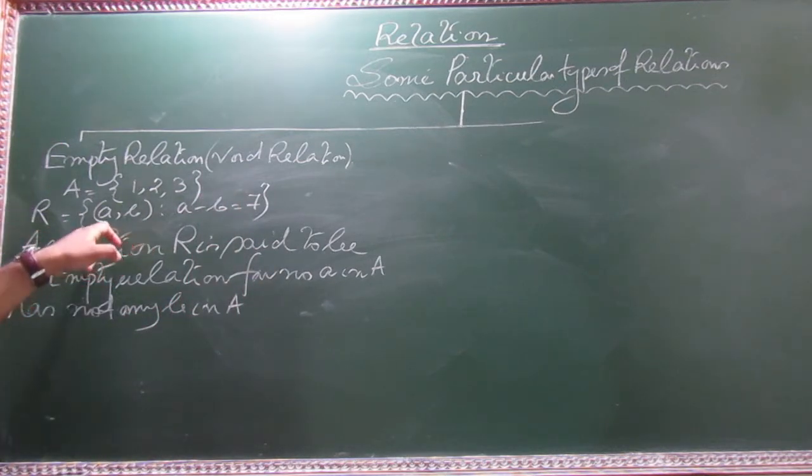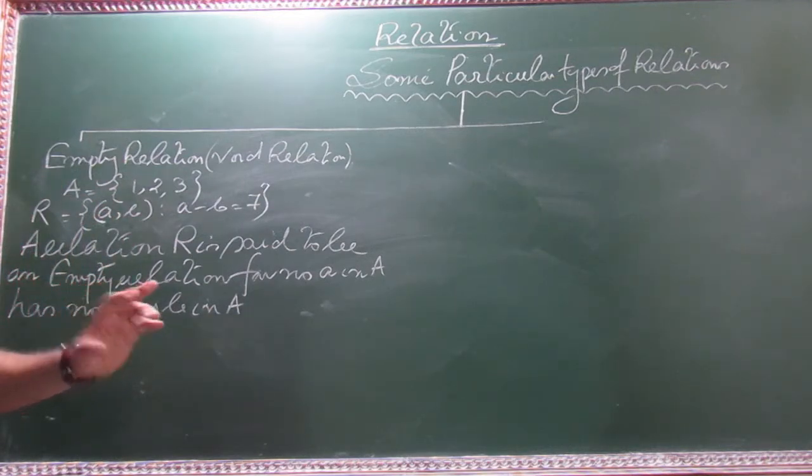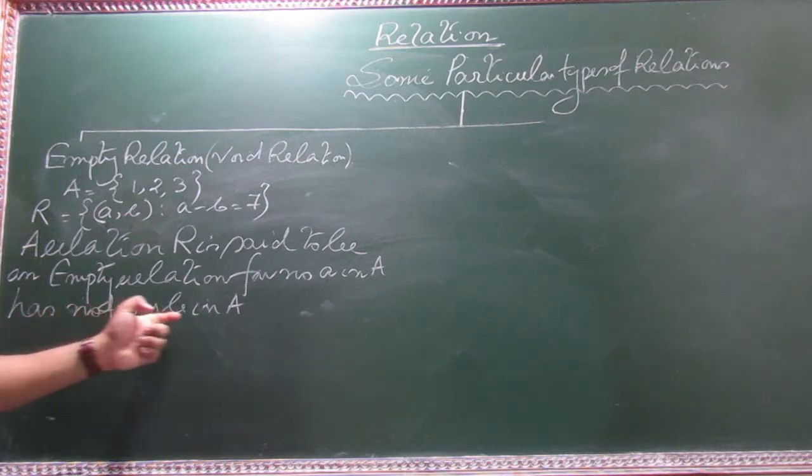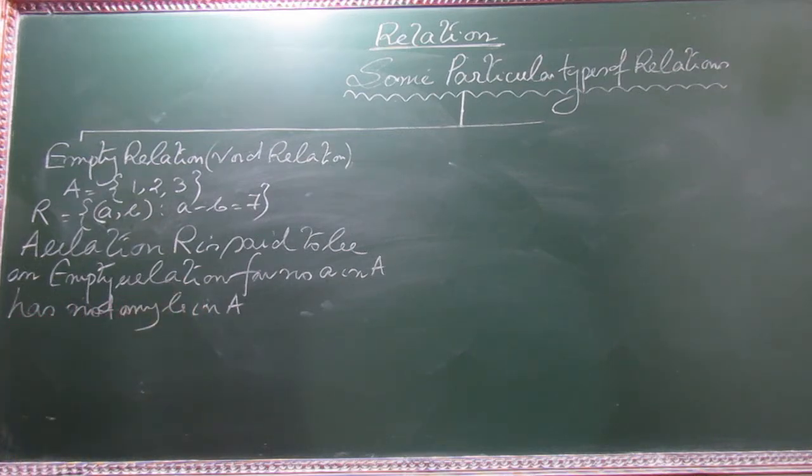That means in this relation there is no a and no b. That means for no a in A has any b in A. Or you can write, for no a there is any b.